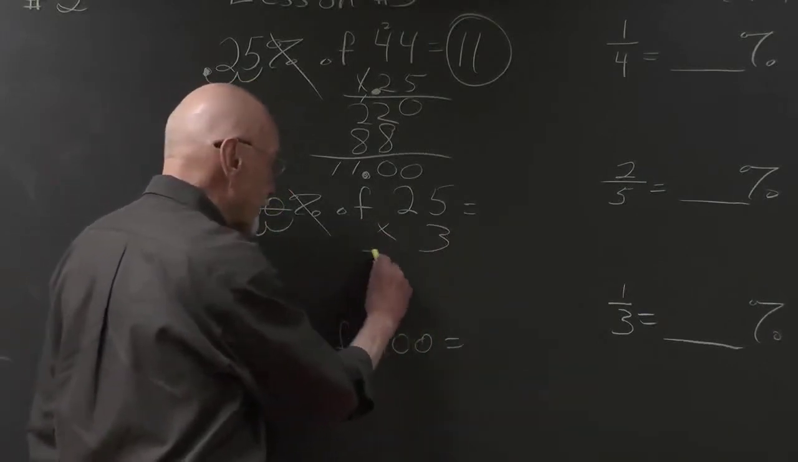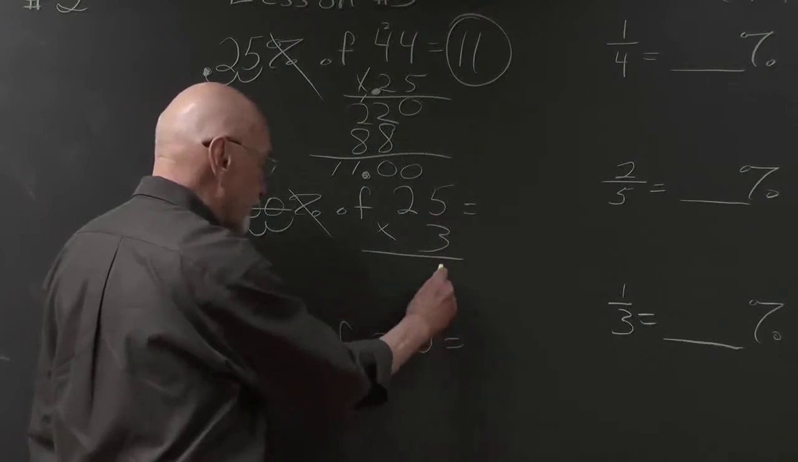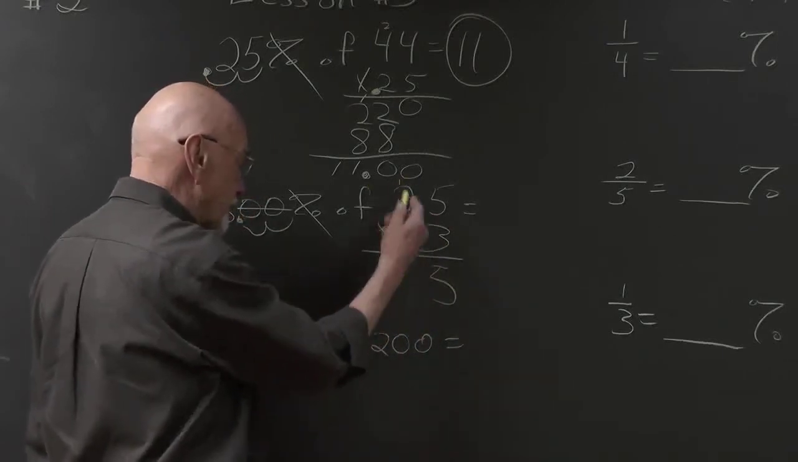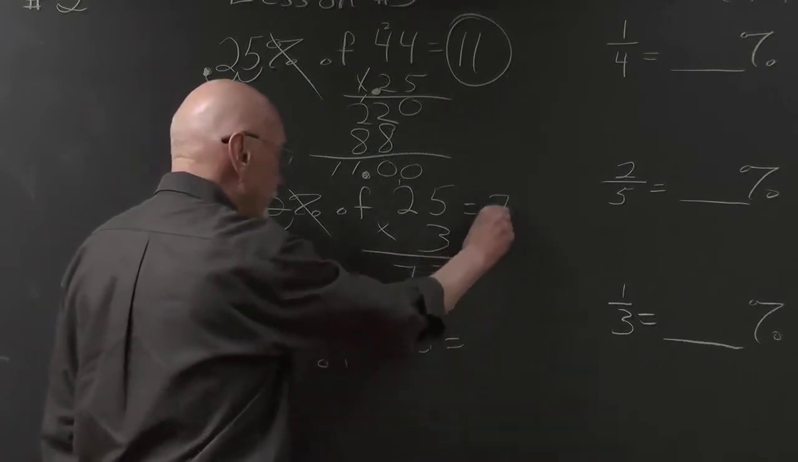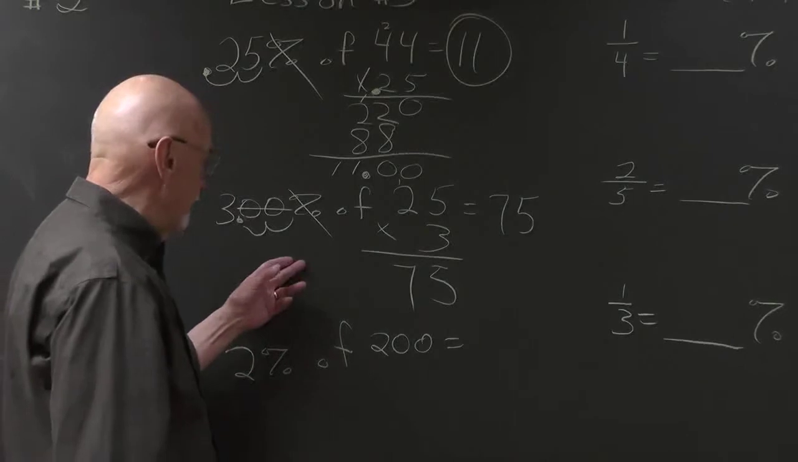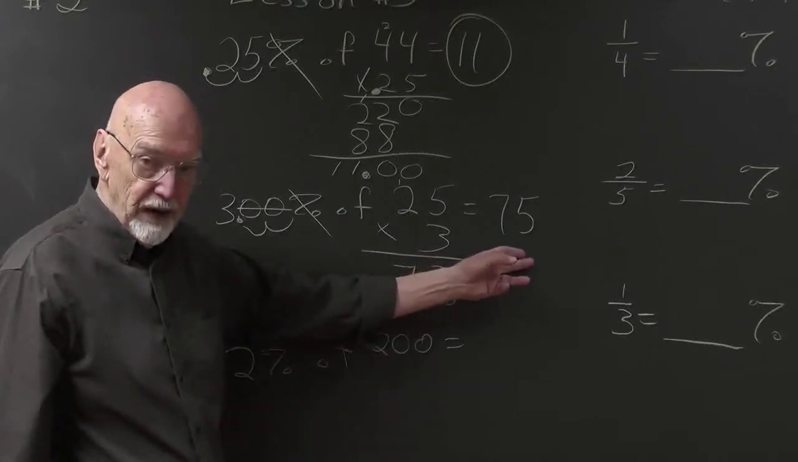Of means times. 3 times 5 is 15. Carry 1. 3 times 2 is 6, plus that 1 is 7. So 300% of 25 is 75.